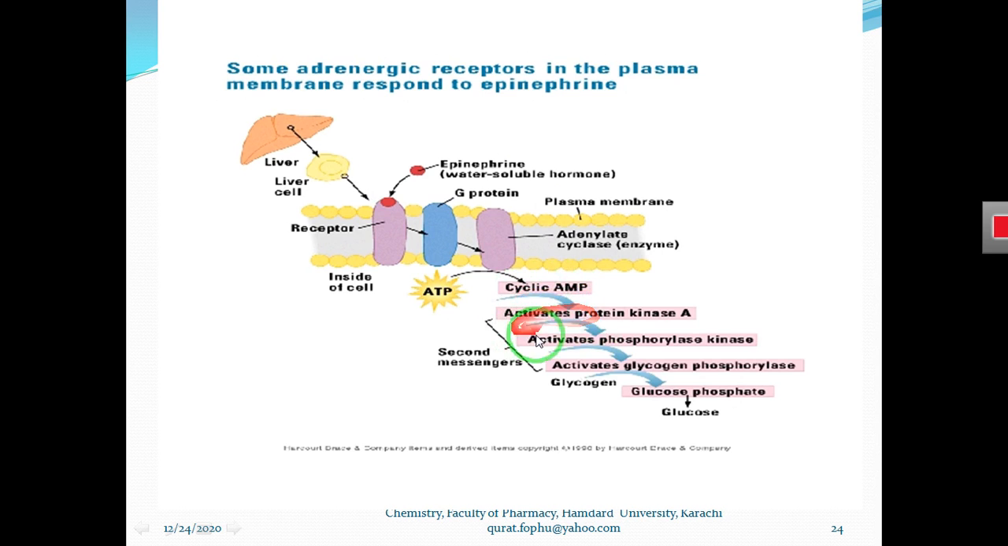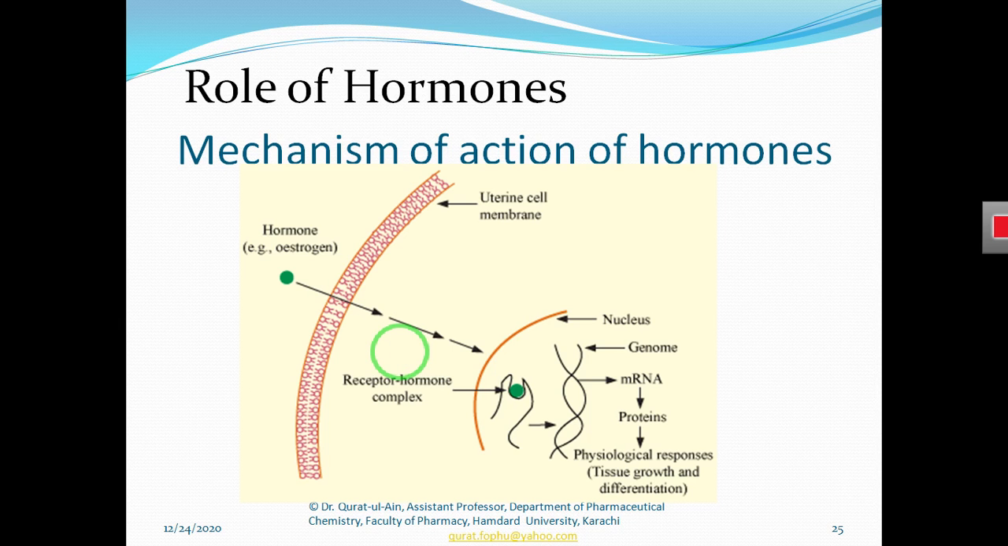This cyclic AMP activates protein kinase A. Protein kinase A activates phosphorylase kinase. Phosphorylase kinase activates glycogen phosphorylase. Glycogen phosphorylase, what does it do? It converts glycogen into glucose phosphate, and then glucose phosphate converts into glucose. So this is how cyclic AMP regulates this metabolic process in our body. So this is how the second messenger regulates different metabolic processes in our body.